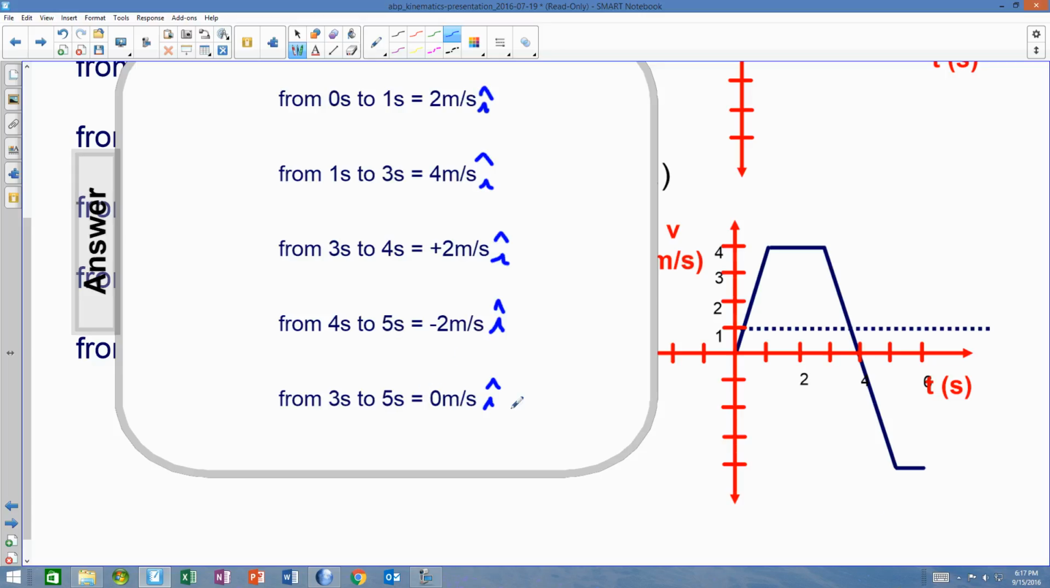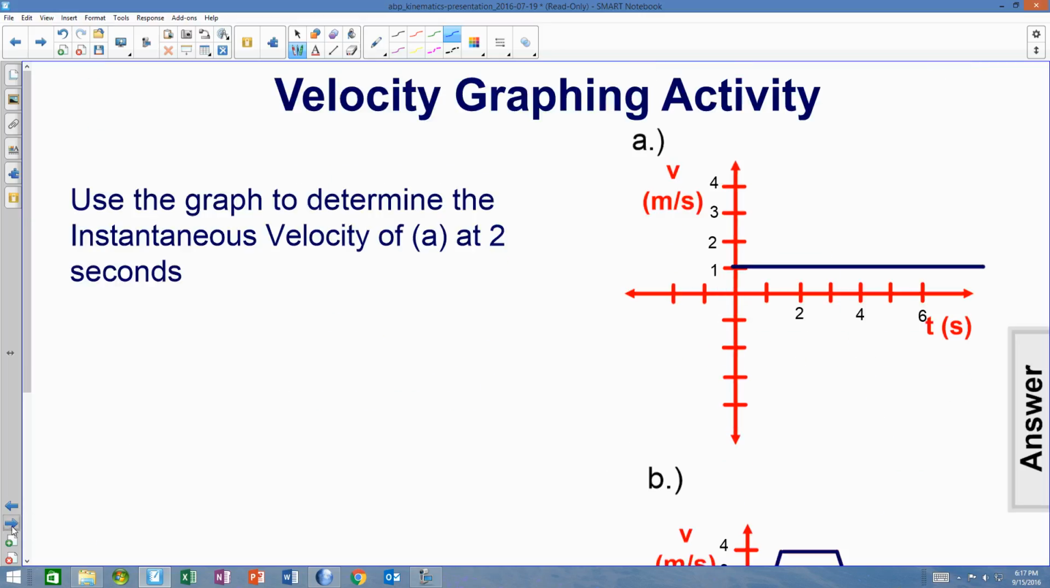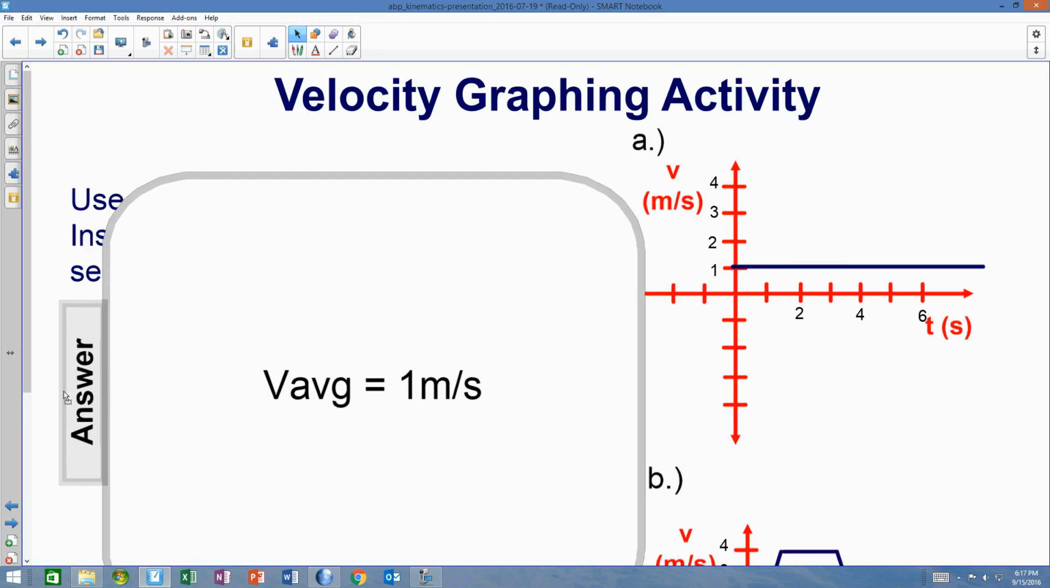These graphs show A, a constant velocity, and B, a varying velocity. When the velocity of an object is constant, the instantaneous velocity is the average value. When the velocity of a moving object changes, its instantaneous velocity is different from the average velocity. In the next video, we're going to talk about acceleration.